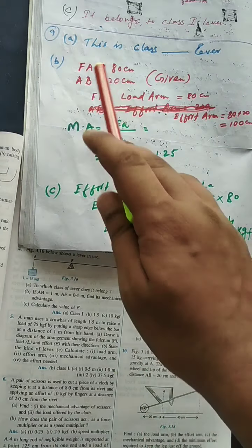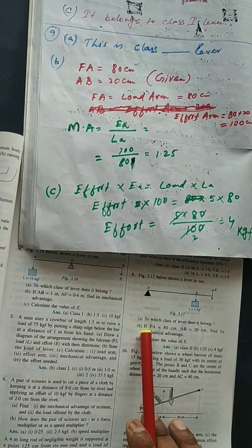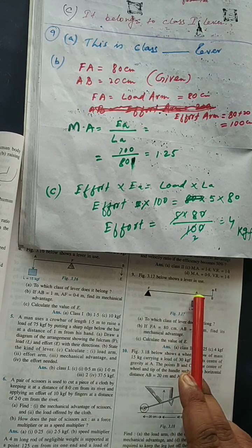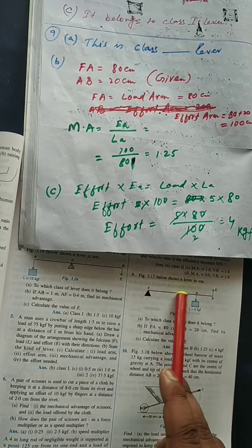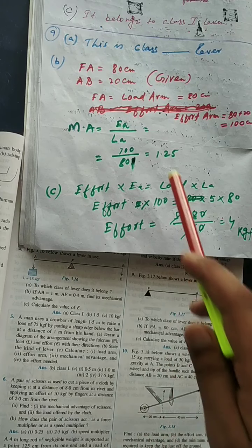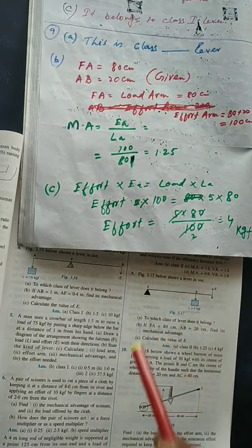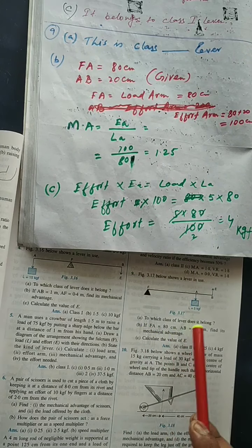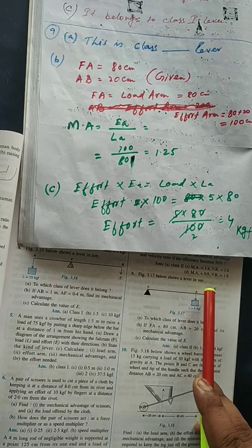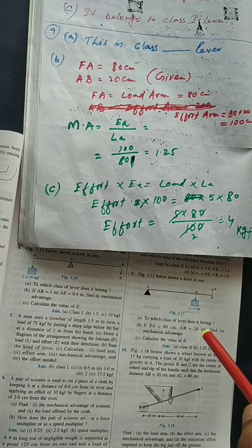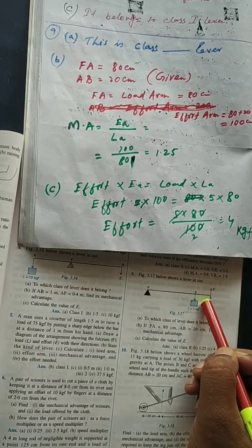Okay. Now Fa is given. Here Fa equal to 80 centimeters, from here to here 80 centimeters, means load arm is given 80 centimeters. And AB is given, this one. AB is given how much? 20 centimeters. So this is 20 centimeters and this is 80.